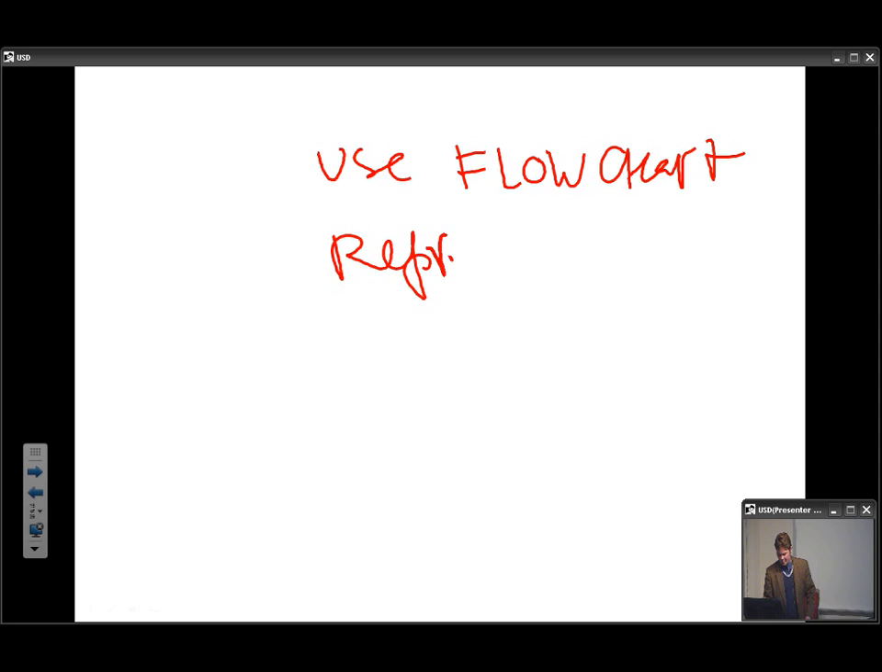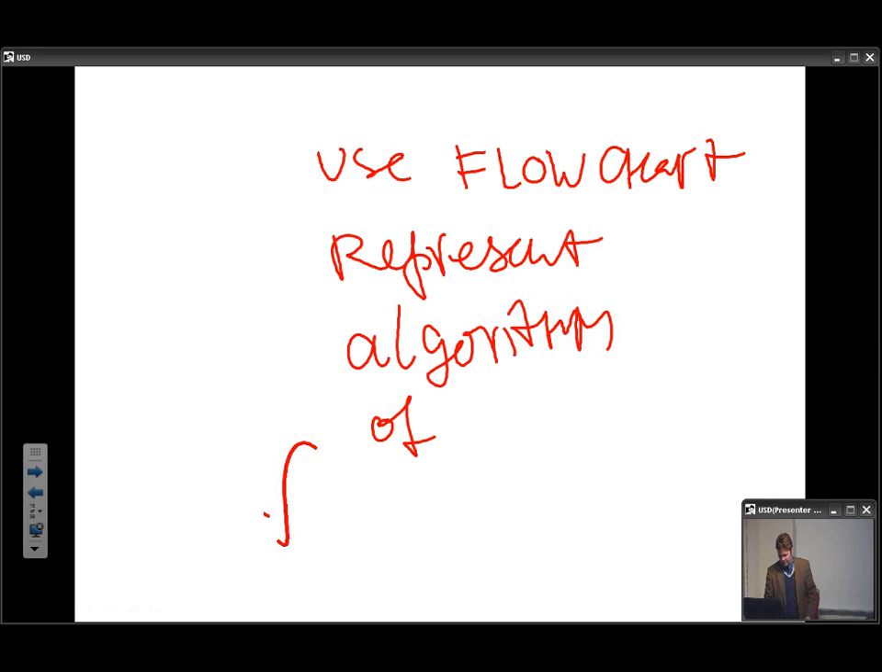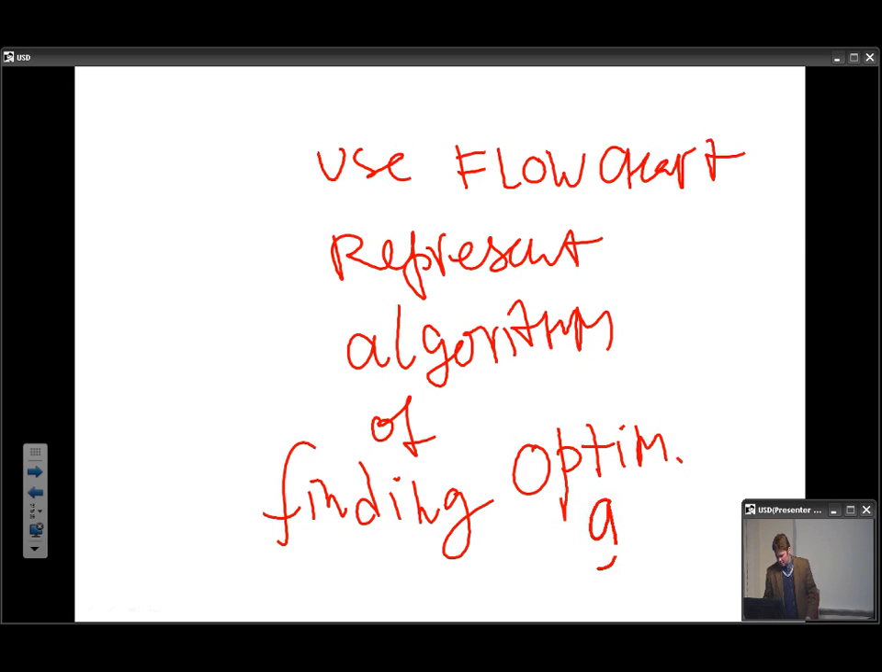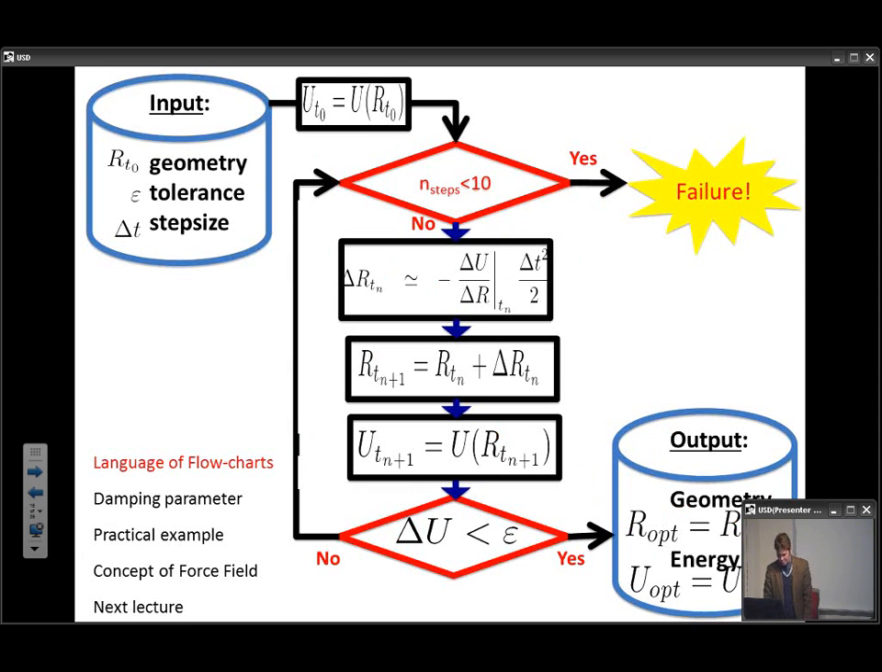So we are going to use this flow chart to represent the algorithm of finding optimal geometry. Okay. I spent half an hour drawing it this morning.